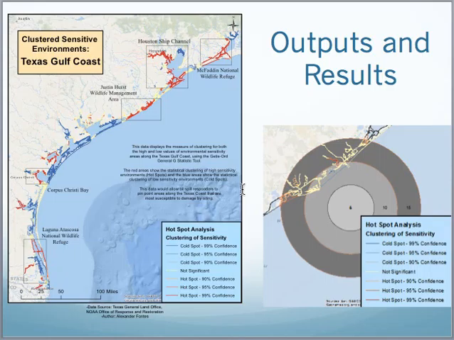So an output from this research could be a map such as this. And then on the right, you've got a more fine scale example of what could be used.